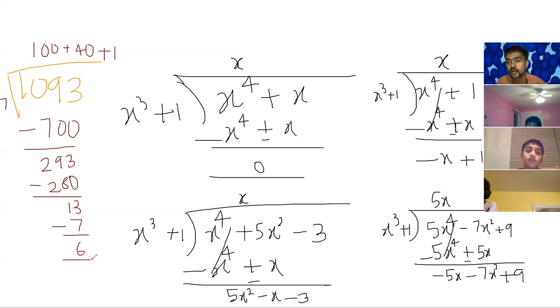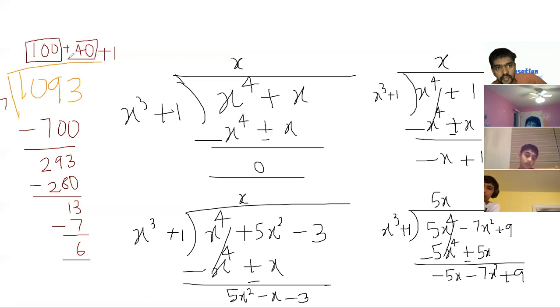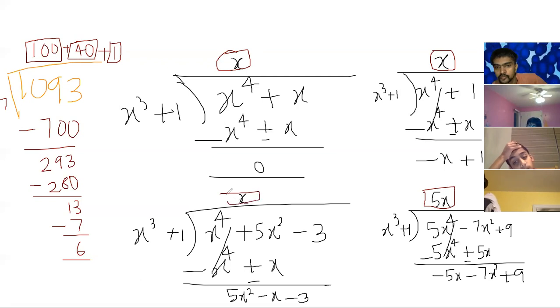So what is the remainder? Whatever you're left with. And what are these, the 100, 40 and 1? Those are whatever you're giving away. So this x is what you're giving away. x is what you're giving away.